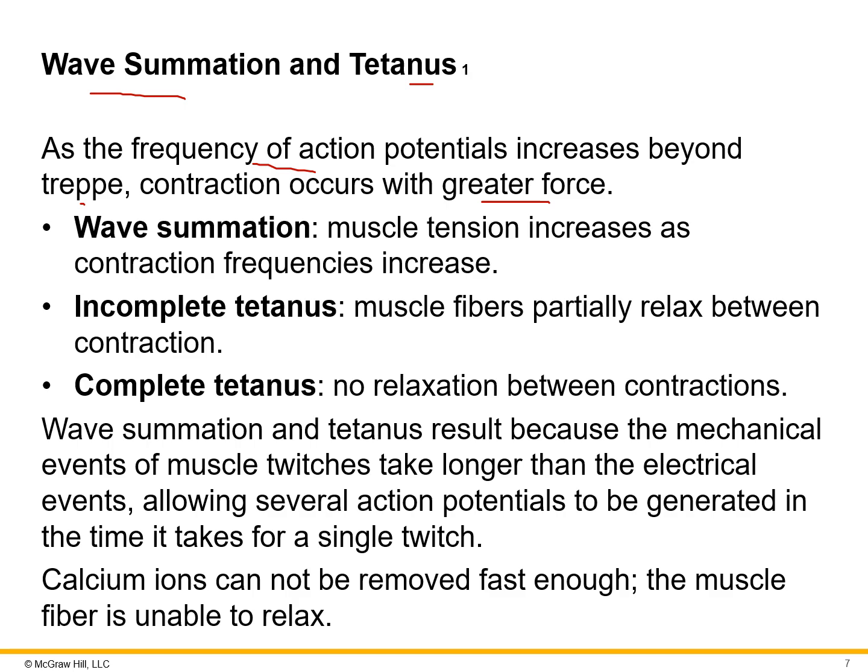So with wave summation, the muscle tension increases as that frequency increases, again, due to those more cross bridges. We can also have incomplete or complete tetanus. Incomplete is where the muscle fibers partially relax between contractions, and complete tetanus is where there's no relaxation. Because the frequency is so high, there's not time for relaxation. That calcium is not being removed, so they essentially stay contracted.